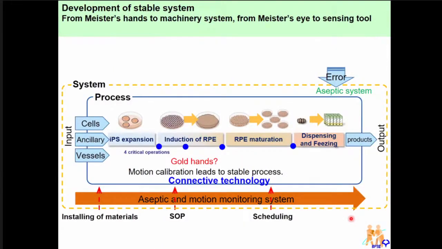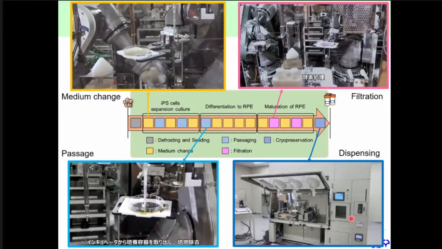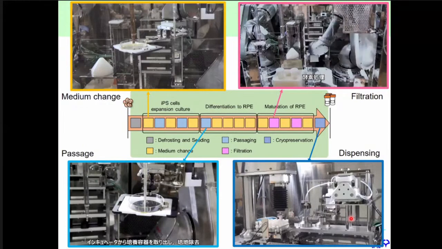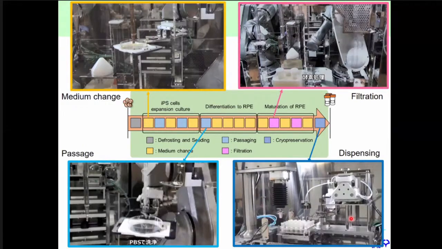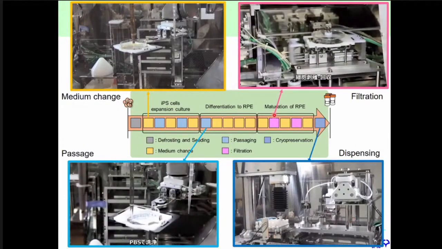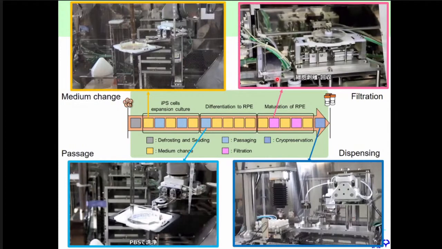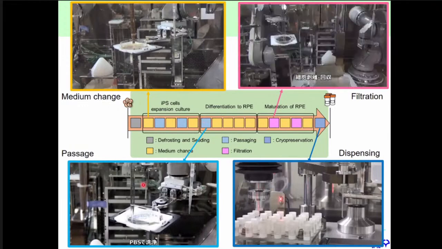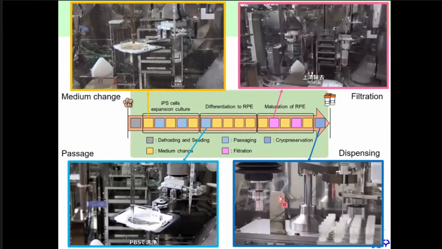So where is the bad hand? We want to get the gold hand, the master's hand, in the robotics system. What is a good hand? What is a bad hand? We can measure. So we measure the motion. We improve to less gravity force, acceleration, G. So we perform the medium change, left stop, and tapping to harvest the cells for the passage, or washing using the PBS, or dispensing into the vials.